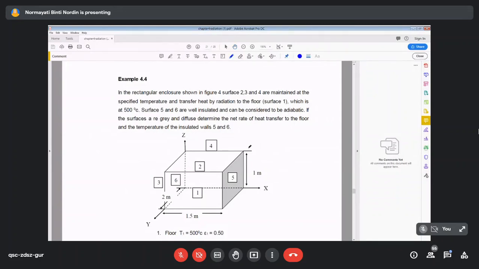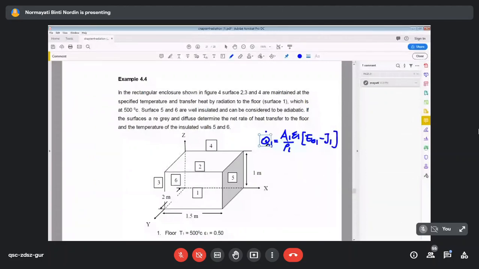So you need to get the net rate of heat transfer to the floor, Q dot 1. It's a bit hard to write here. You have the basic formula from earlier: A1 epsilon 1 over rho 1, times the black body emissive power minus J1. This is how you are going to get the Q dot 1 value, the heat transfer rate to the floor.